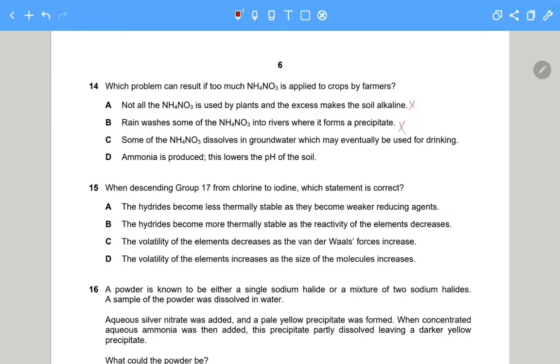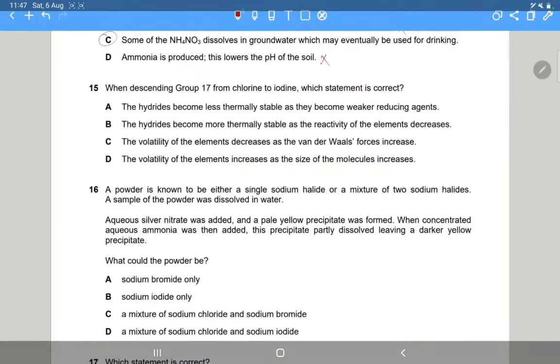Some of the ammonium nitrate dissolves in groundwater, which may eventually be used for drinking. This is the problem, because you don't want to be consuming that polluted water. So option D is ammonia is produced. This lowers the pH of the soil. Ammonia is produced, but it will raise the pH of the soil because ammonia is alkaline, not acidic. So this is also wrong. So we are sure that option C is the correct answer.